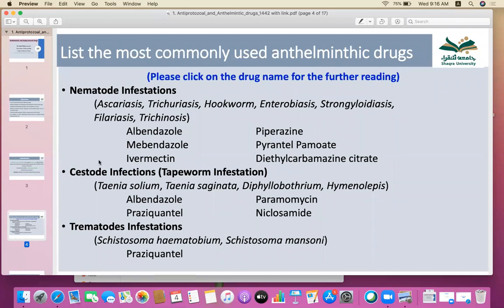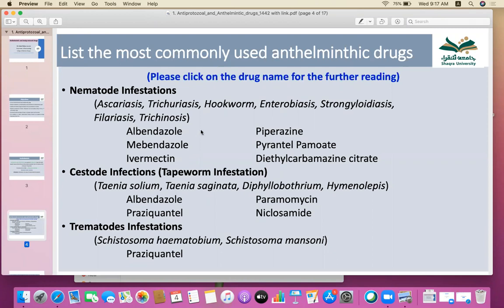Plus, albendazole is available in nematode and cestode infections. So the most commonly used drugs, albendazole and praziquantel, are commonly used in parasitic infections.